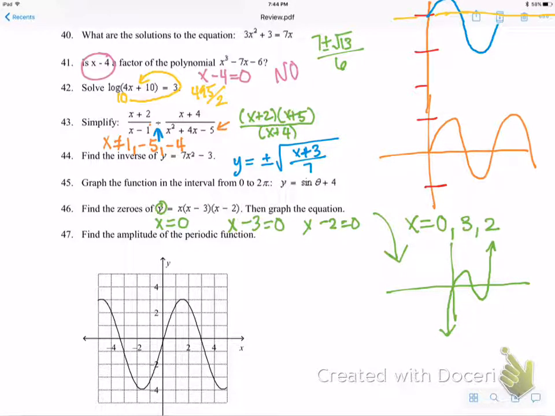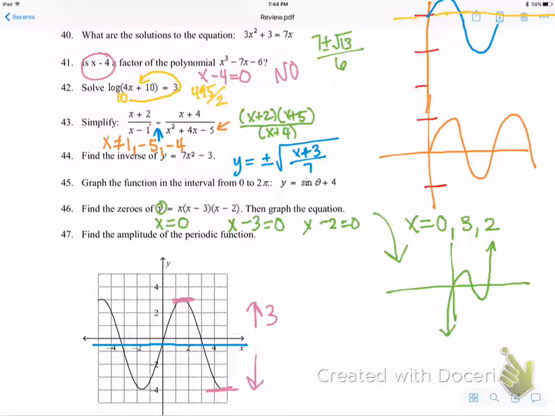Number 47 asks you to find the amplitude of it. On your review sheet, you couldn't see that very well. But for amplitude, remember, we want to know how high above and how low below we are the midline. And it's a little confusing where the midline is right now, but it's not right here on the x-axis, because we go up 3 here and down 4 here. Well, the amplitude should be the same above and below the midline. So we're going to have to move the midline down a little bit. We move it down just a very, very little bit to 0.5.